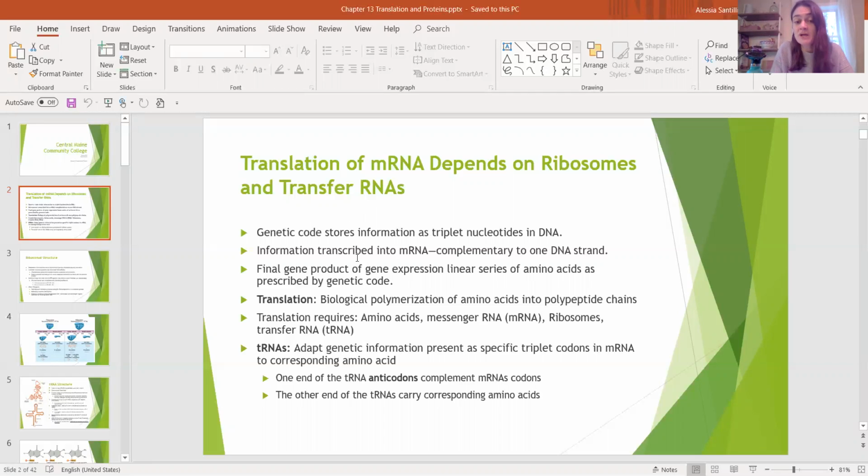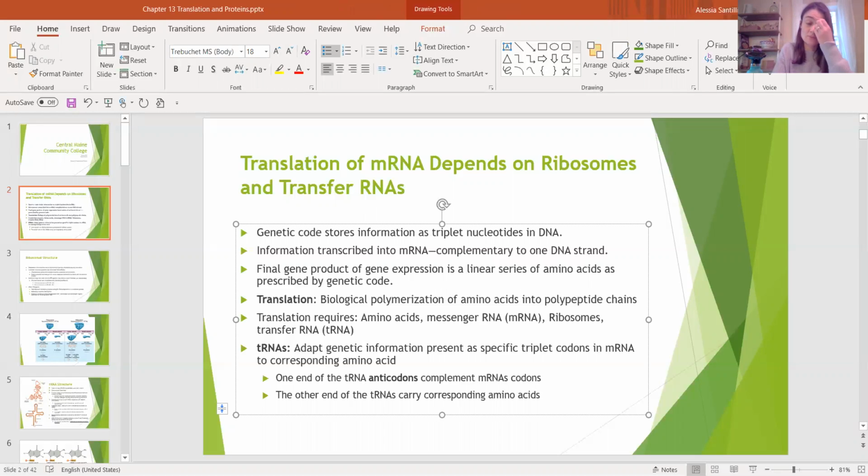The final gene product of gene expression is a linear series of amino acids as prescribed by the genetic code. Okay, so we already looked at the genetic code. We have 64 triplets or 64 codons, and each one codes for a specific amino acid except for 3, right? The stop codons, the UGA, UAA, and UAG. Those 3 do not encode for an actual amino acid.